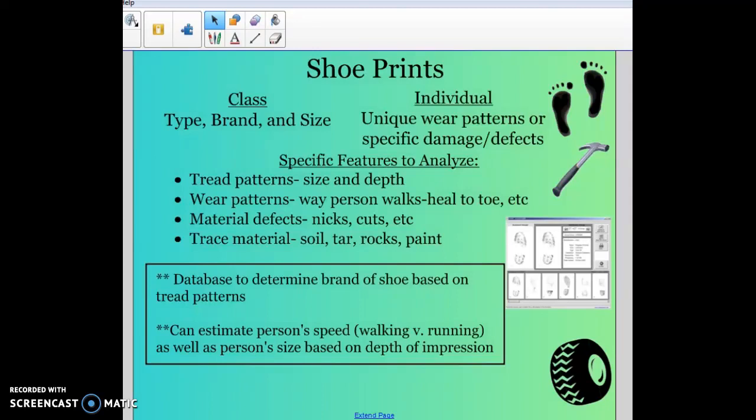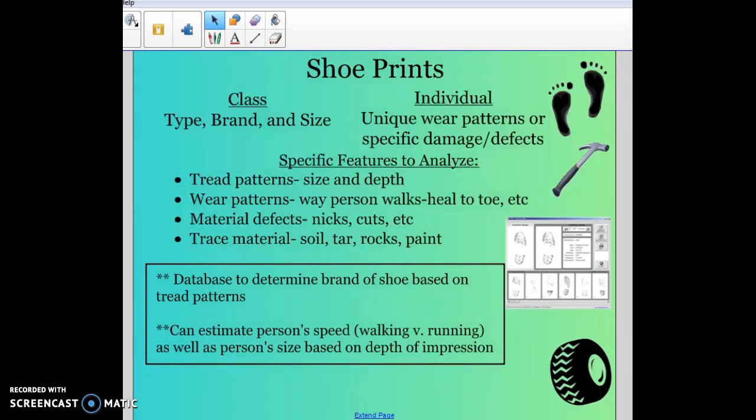The next type of impression evidence is shoe prints. For shoe prints, it's probably one of the biggest ones that they take a look at as far as crime scenes go. Any type of shoe prints that are left behind at the crime scene, they can analyze and see if they can find matches for.